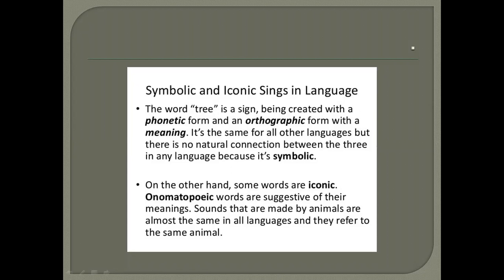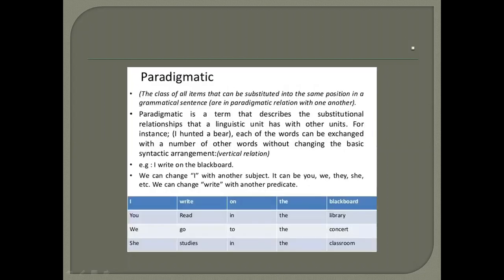On the other hand, some words are iconic, onomatopoeic. Onomatopoeic words are suggestive of their meanings. Sounds that are made by animals are almost the same in all languages, and they refer to the same animal. Here the onomatopoeic words are ding dong, ting tong. That is onomatopoeic sound.